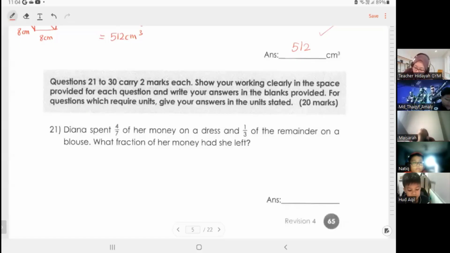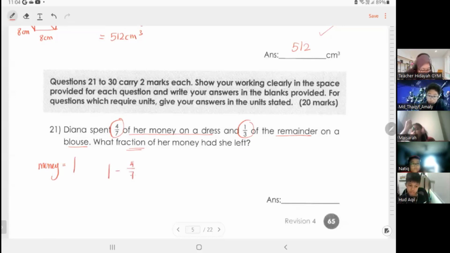Diana spent 4/7 of her money on a dress and 1/3 of the remainder on a blouse. What fraction of her money had she left? Okay, so you have this question. You don't have to draw a model since I don't want to find the value. Just use the fractions as given. So my whole money will be represented as 1 whole. So 1 whole minus 4/7 equals 3/7. This is my remainder.